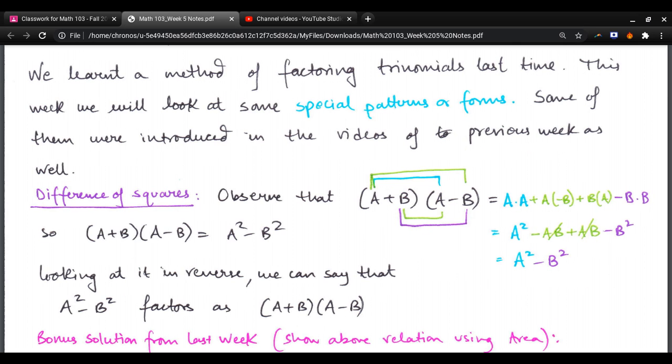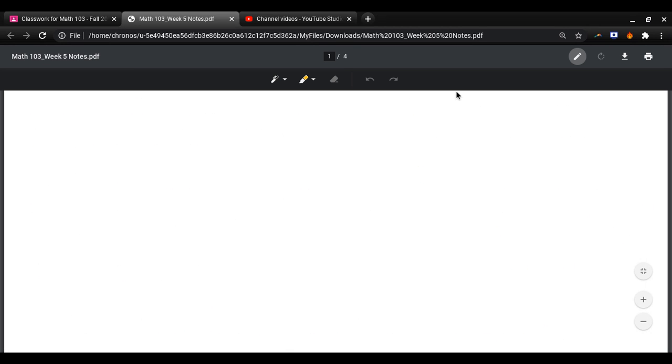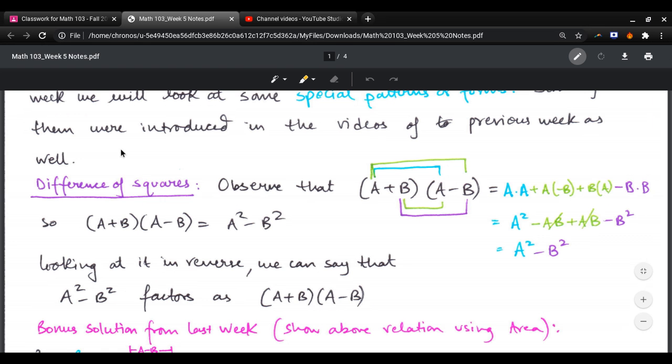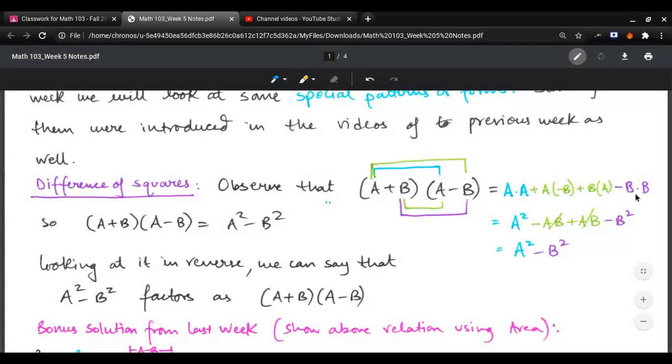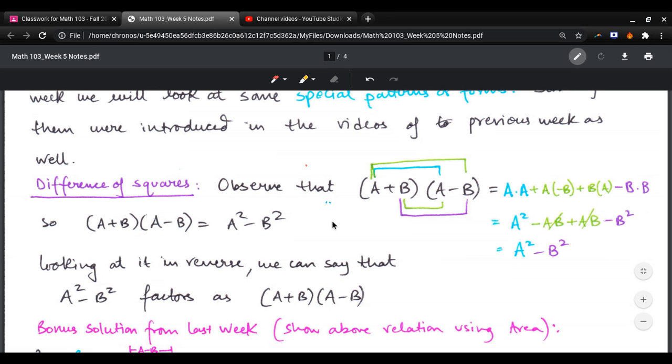The observation is if you take a plus b and multiply by a minus b, and when you foil out, you get a times a. You get an a times negative b, and a b times a. Subtract b times b. The a times b and the negative a times b cancel, so you end up with a squared minus b squared, which is called a difference of squares.